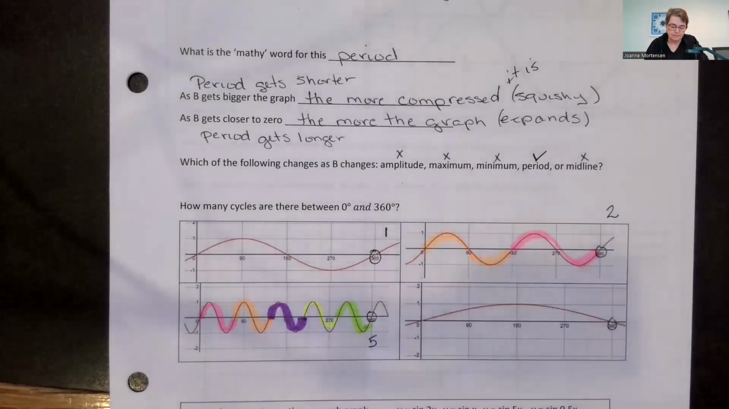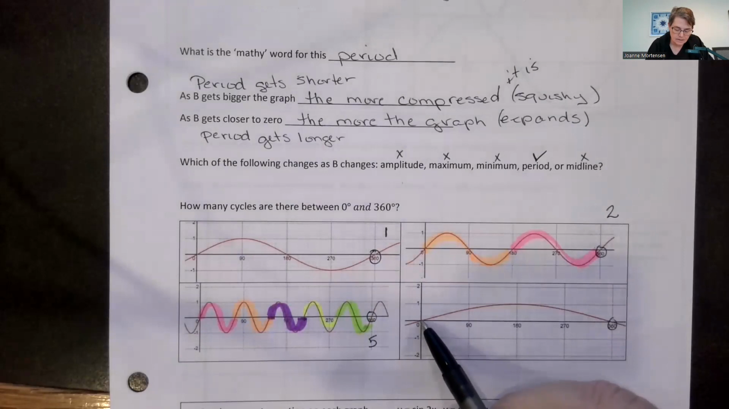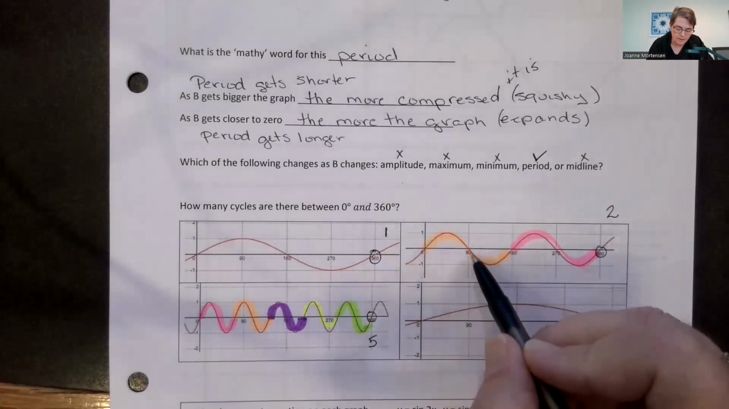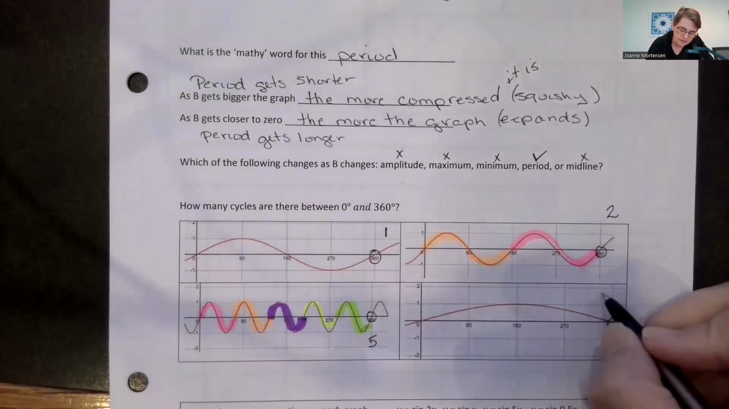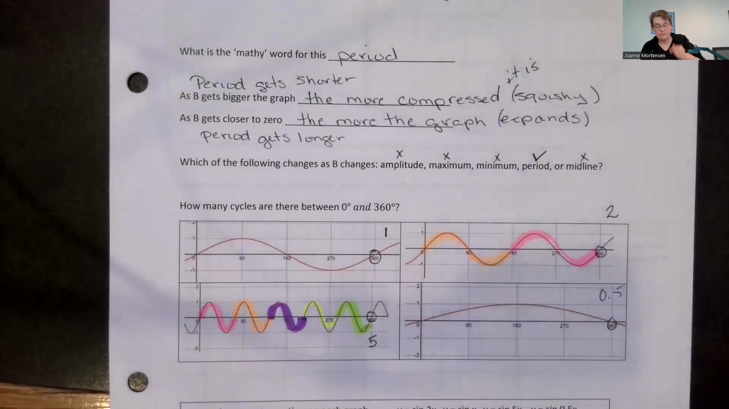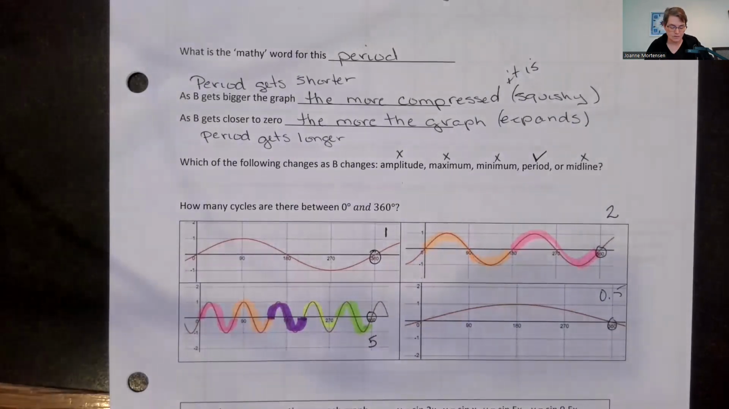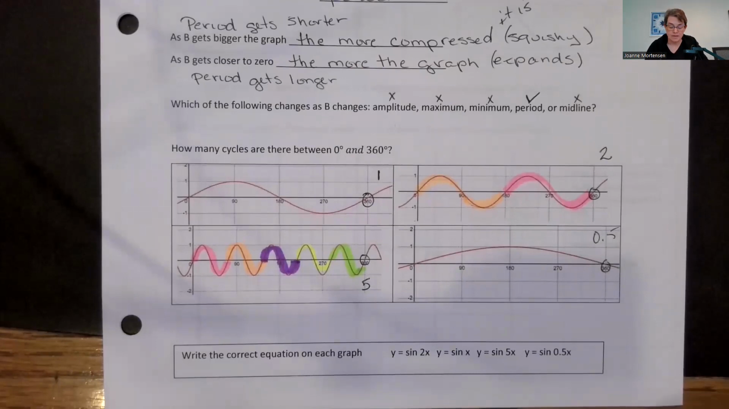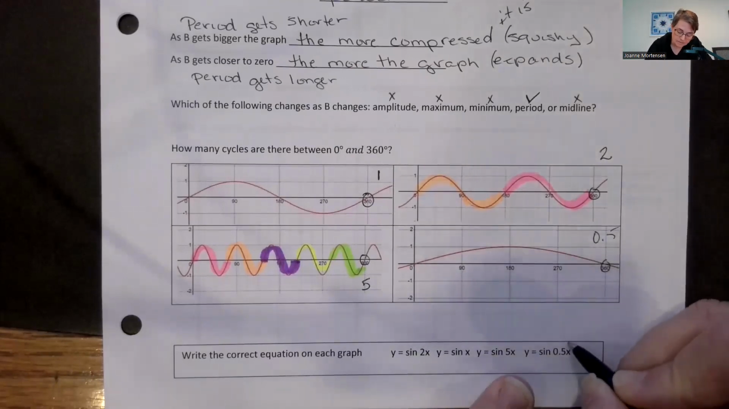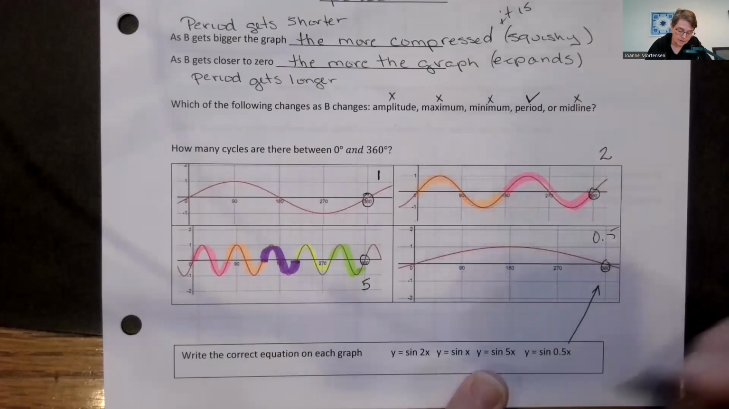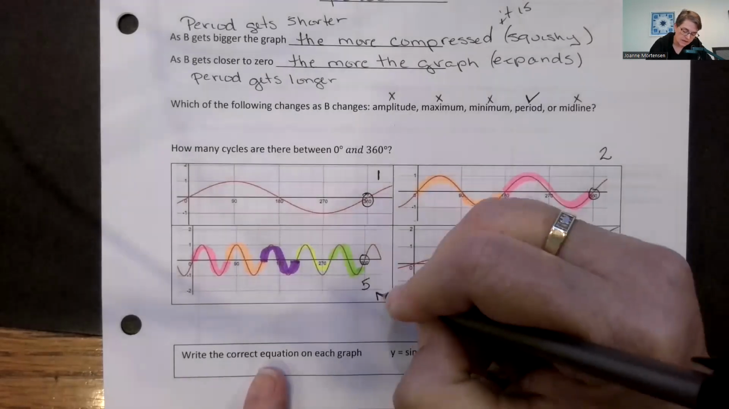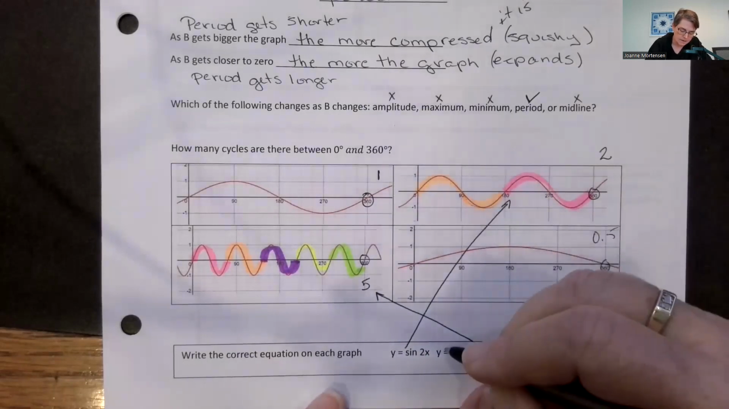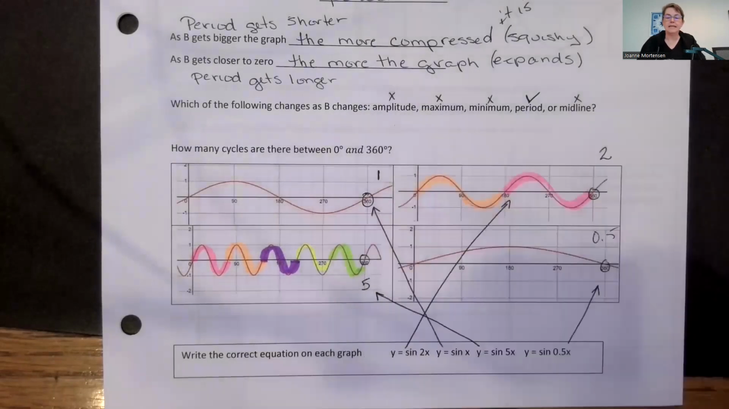And then this last one, that's not even a whole cycle, right? Because the whole cycle is top and then below. So we've actually got 0.5 or half of one. So once you know that, the last question actually becomes pretty simple because this is going to be my B value. So there's a 0.5. There's the 5. There's the 2. And there's my standard. Ta-da!